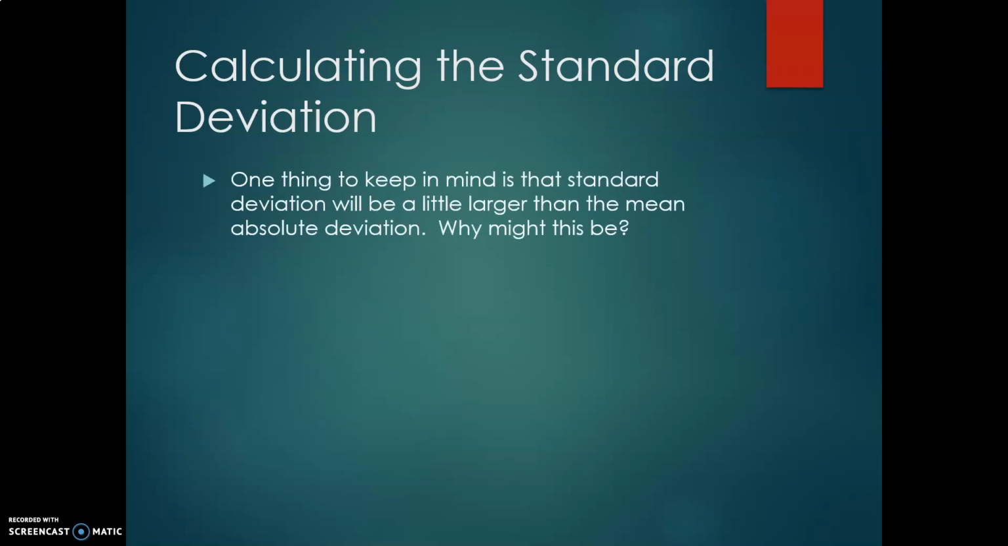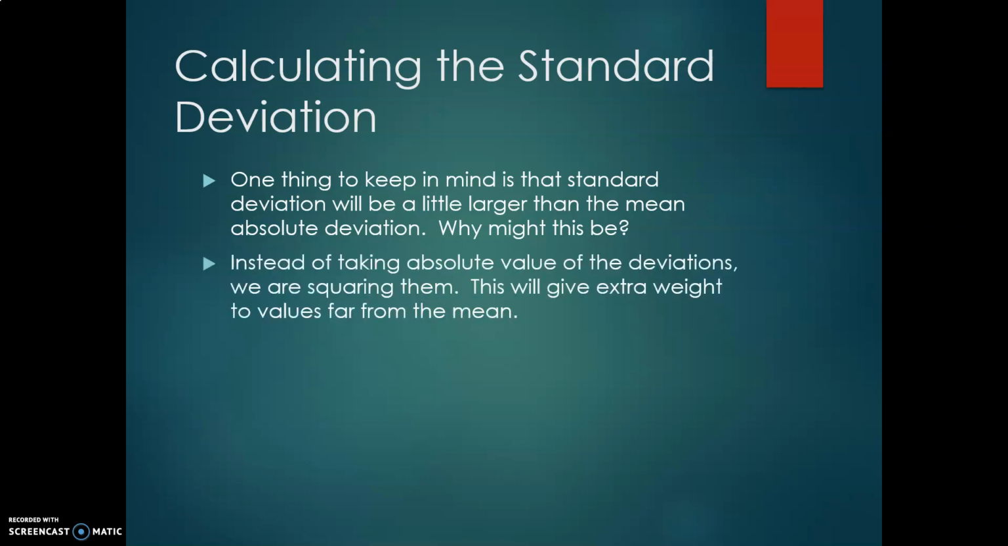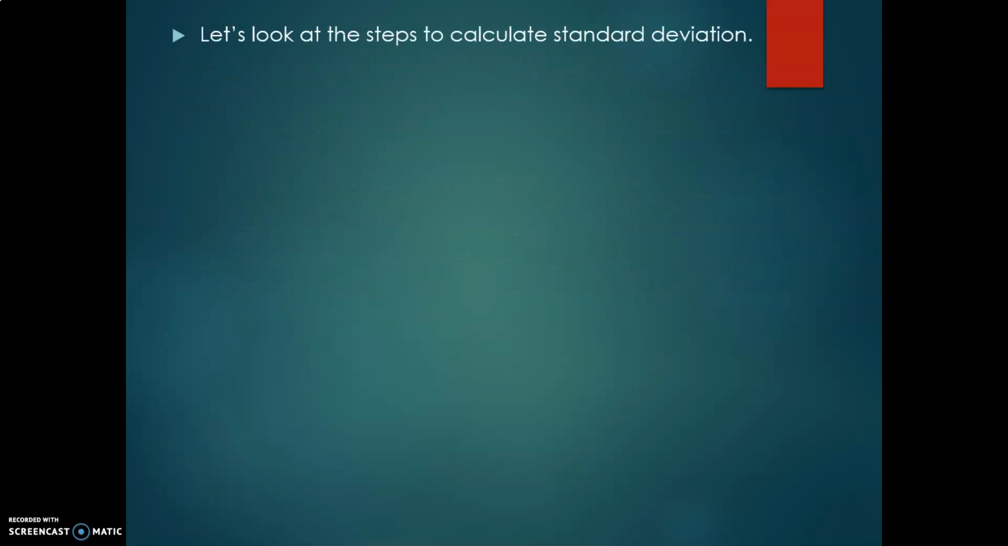When we're calculating the standard deviation, one of the things we want to keep in mind is that it's going to be larger than the mean absolute deviation. And you may say, well, wait a second, why would it be larger? Well, if you didn't come up with it on your own yet, it's because you're squaring them. So any value that falls far away from the mean, like an outlier, will have a significantly larger impact on the standard deviation than it does on the mean absolute deviation.